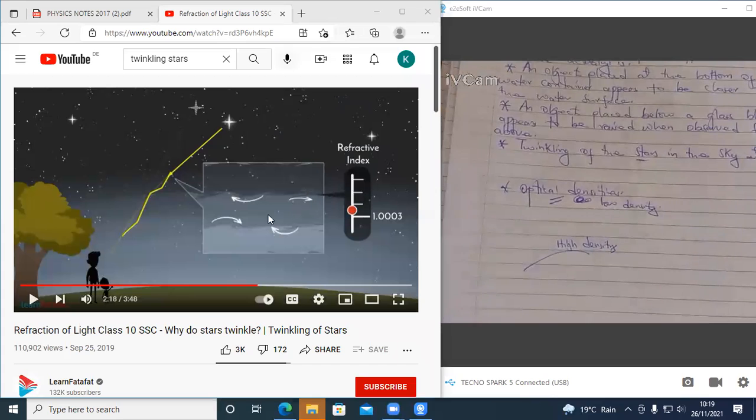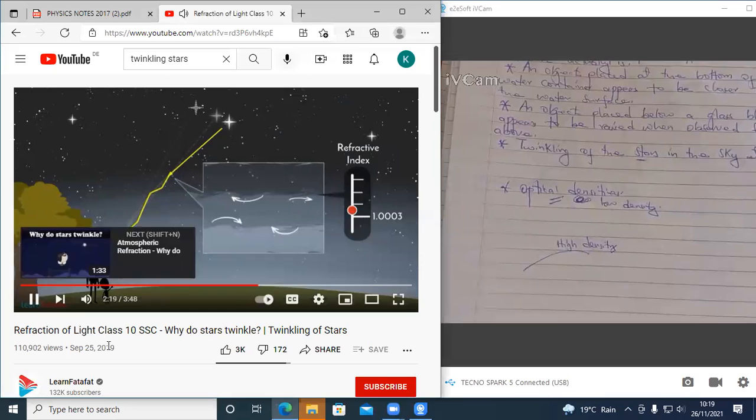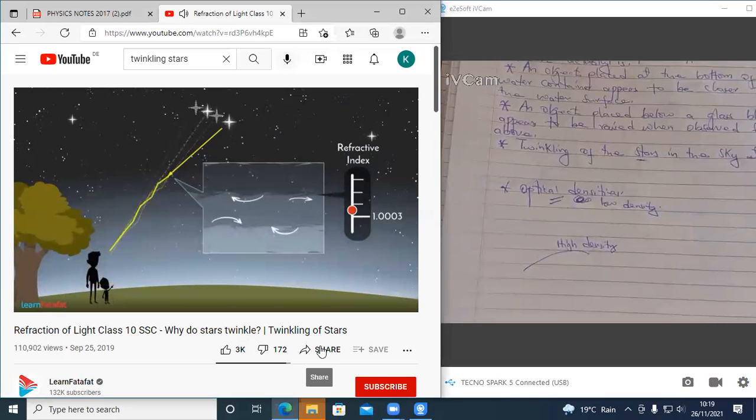So let's continue. Let's finish the video. Stars appear steady. The apparent position changes slightly but randomly. Similarly, because of random changes in refractive indices, the brightness of light coming from a star also appears to be changing. The resulting effect of changing apparent position and changing brightness causes the star to appear twinkling.